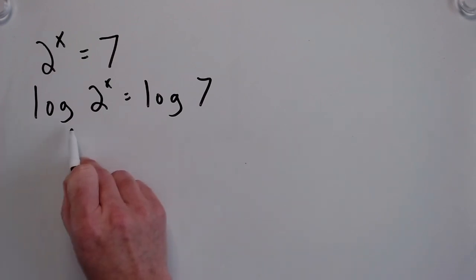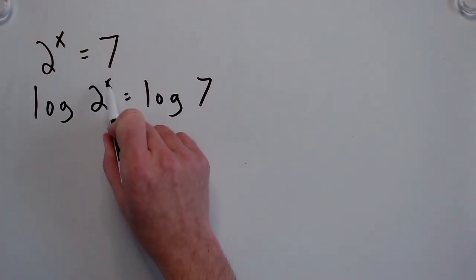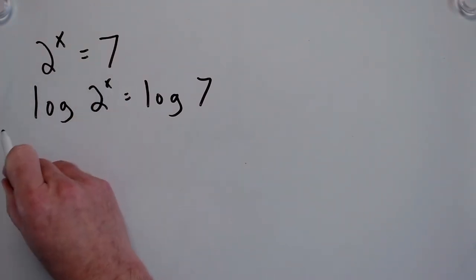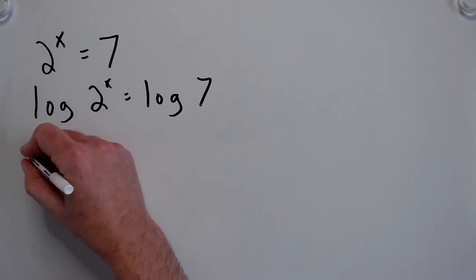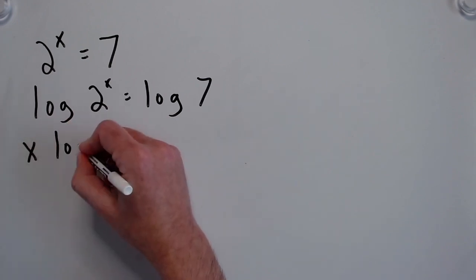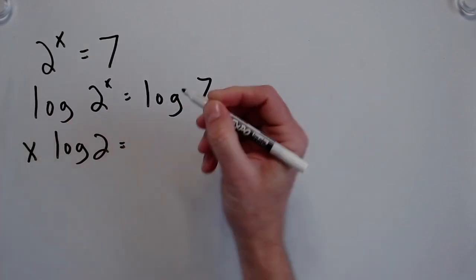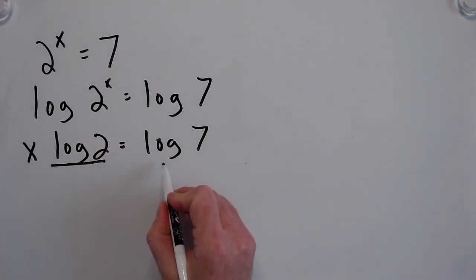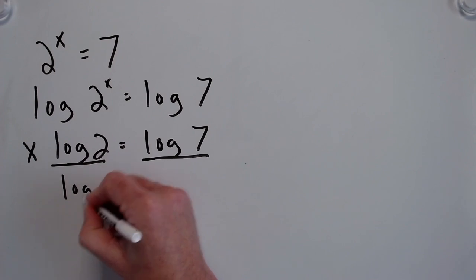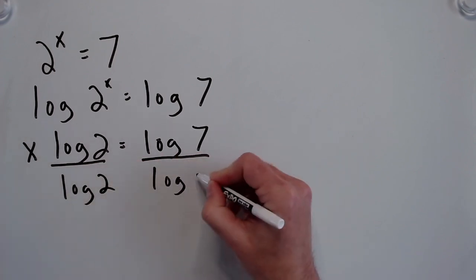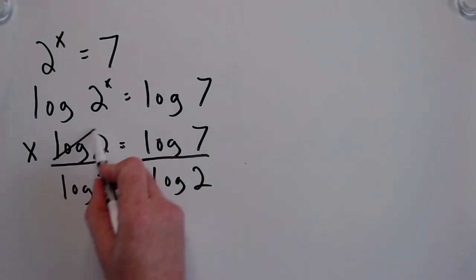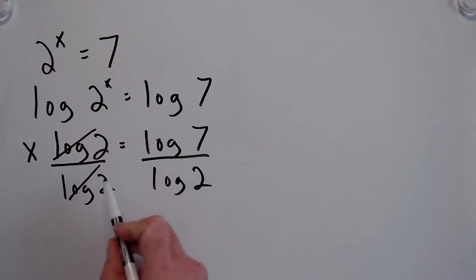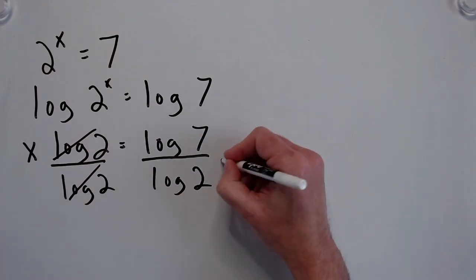Because we're taking the logarithm of an exponential expression, this exponent can just jump out front, which is very handy. So this would end up being x times log 2 equals log 7. Then we just divide both sides by log of 2. These will cancel out and turn into a 1, so x is equal to log 7 over log 2.